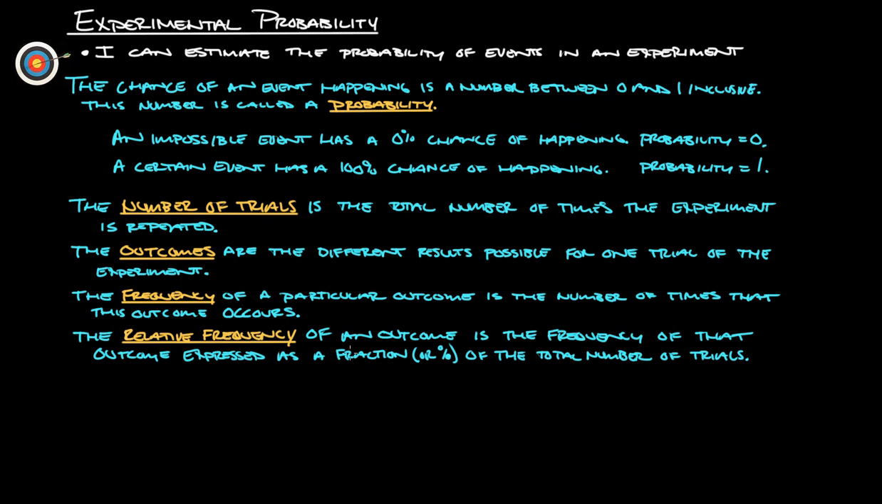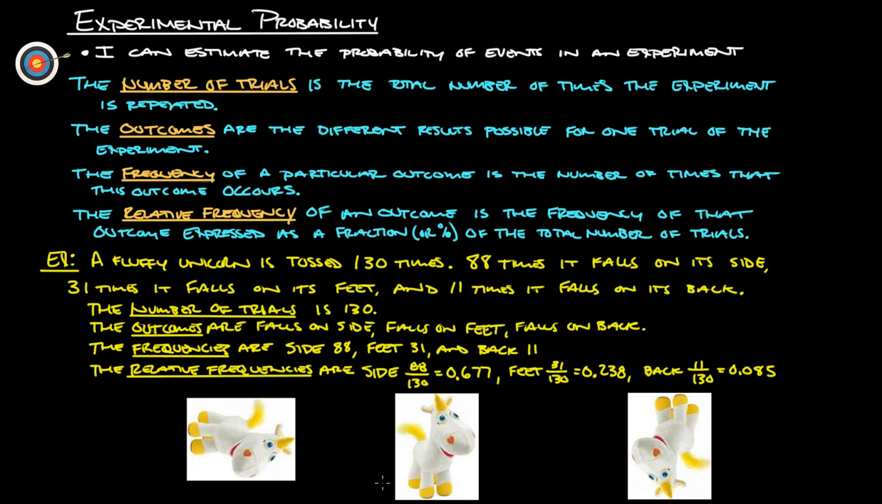Okay, and then the relative frequency of an outcome is the frequency of that outcome expressed as a fraction or percent of the total number of trials. So again, if we flipped a coin 10 times, 6 times it came out heads, the relative frequency of heads would be 6 out of 10 or 60%. Okay? Now, let's take a look at some of this info here with an example.